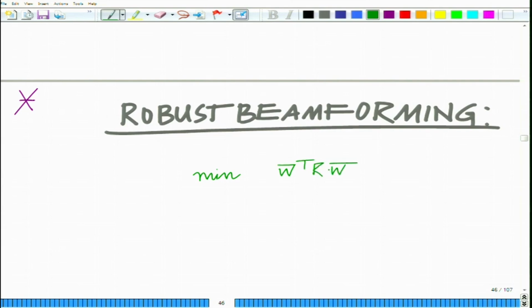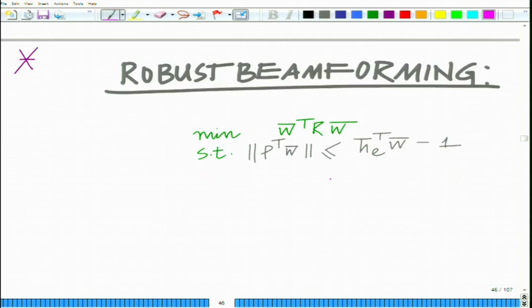Minimize W bar transpose R W bar, subject to the constraint that norm of P transpose W bar is less than or equal to H bar E transpose W bar minus 1. This is our robust beamforming problem.